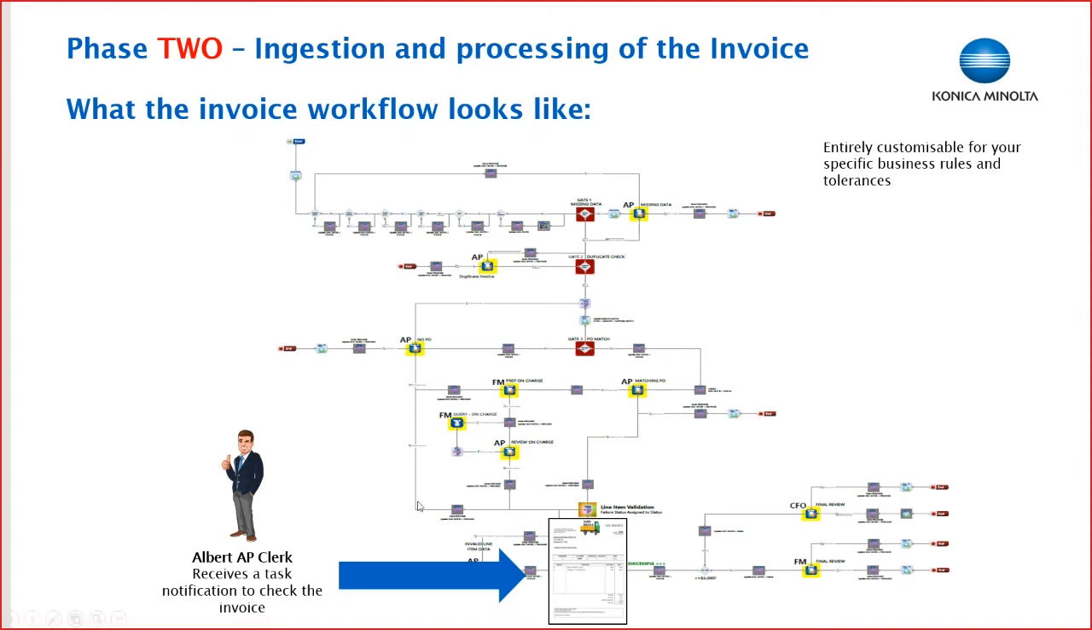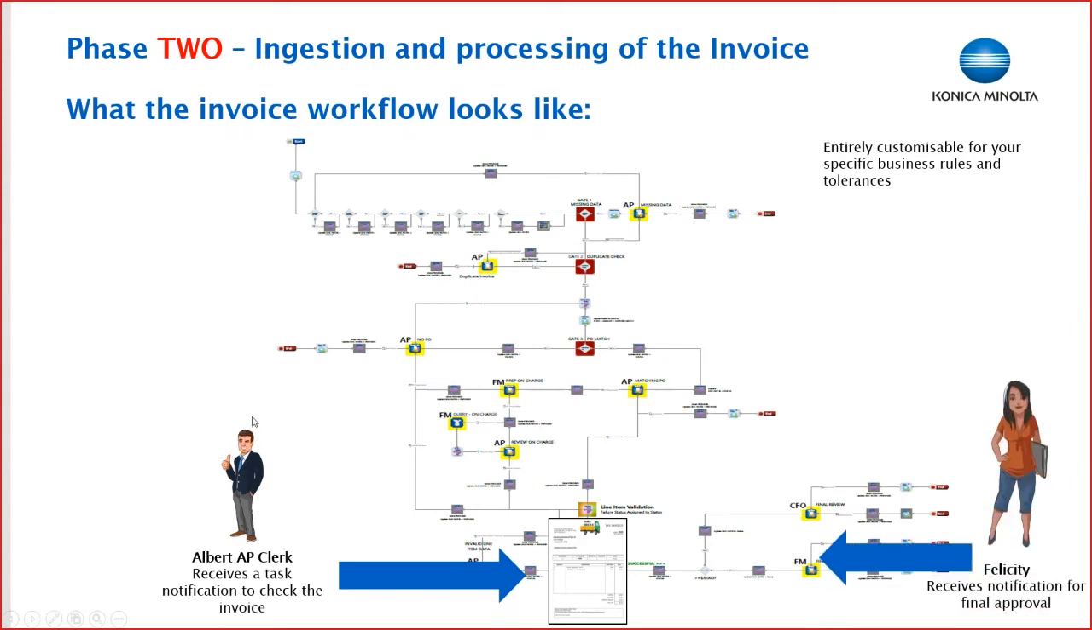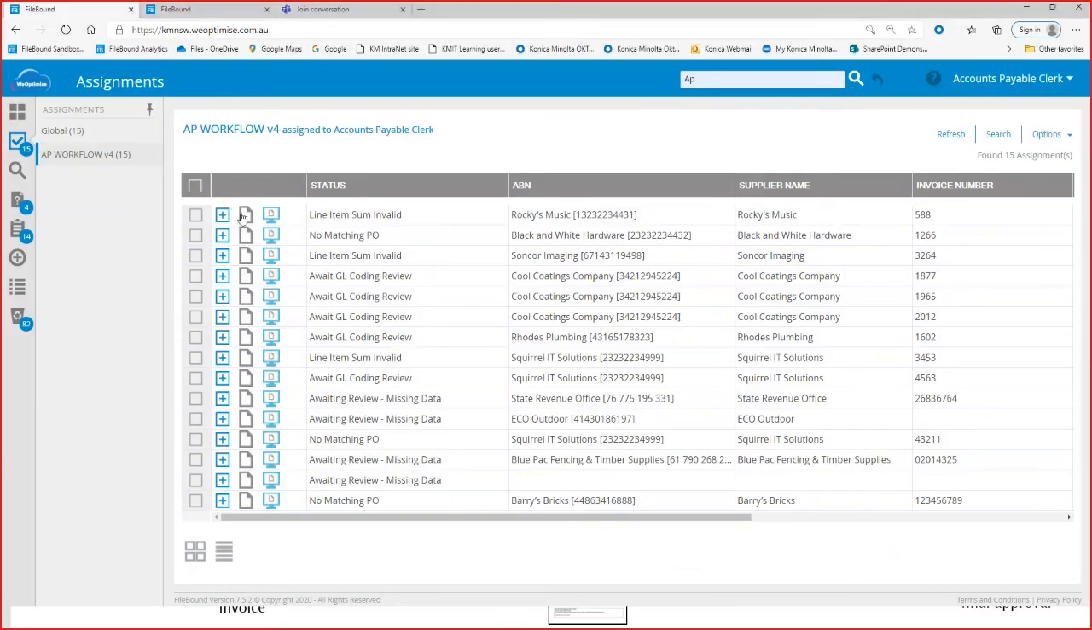So what actually happens is Albert here, the AP clerk, will receive a notification to check that invoice. And because this invoice is above a certain dollar value, we've got some business rules wrapped around this that are intrinsic to how the whole process works. Once he's gone through it, it goes for a final check to Felicity before it is actually posted out to the finance system.